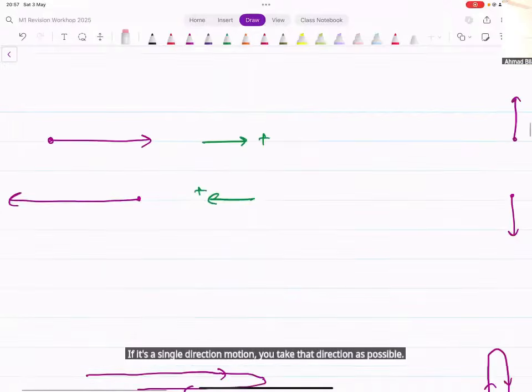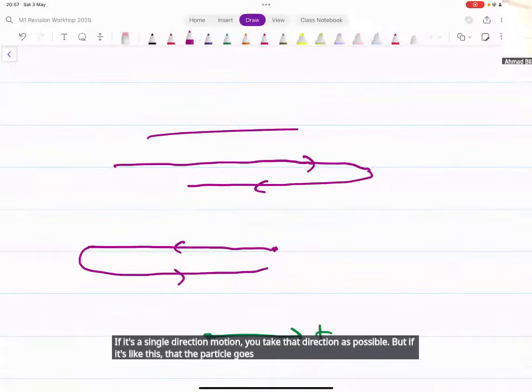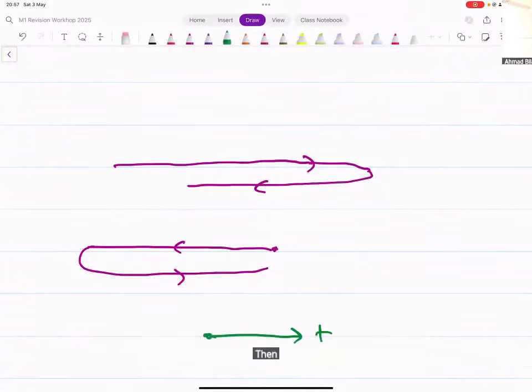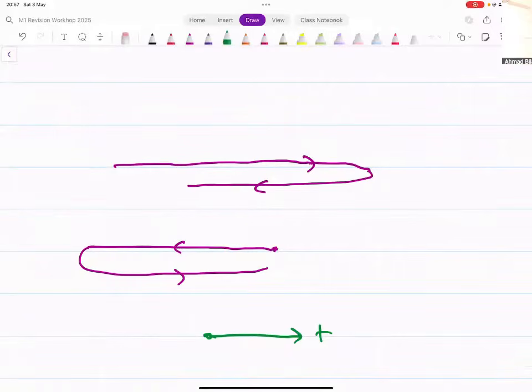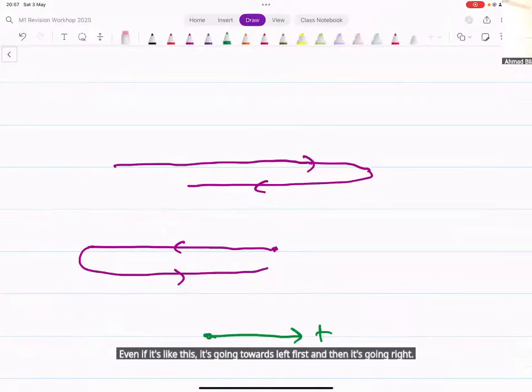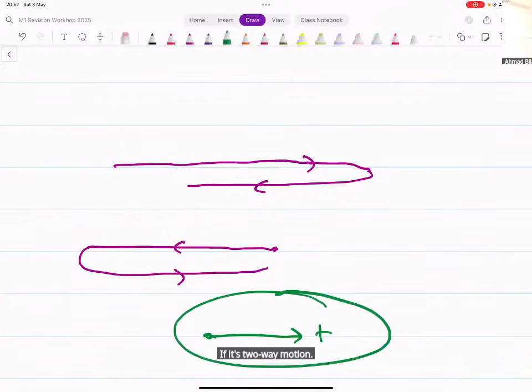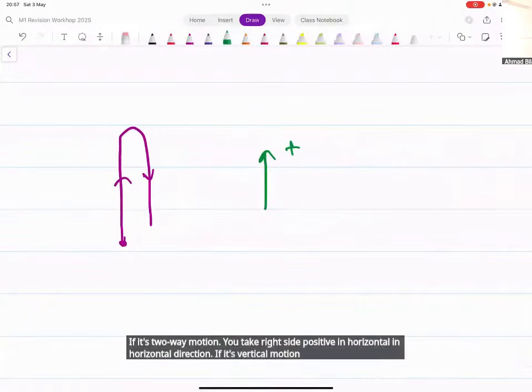But if it's like this, that the particle goes to the right and then it comes back as well, then throughout the journey you take right side positive. Even if it's going towards left first and then it's going right, if it's two-way motion, you take right side positive in horizontal direction. If it's vertical motion, two-way motion, upwards and downwards both, you take upwards positive.